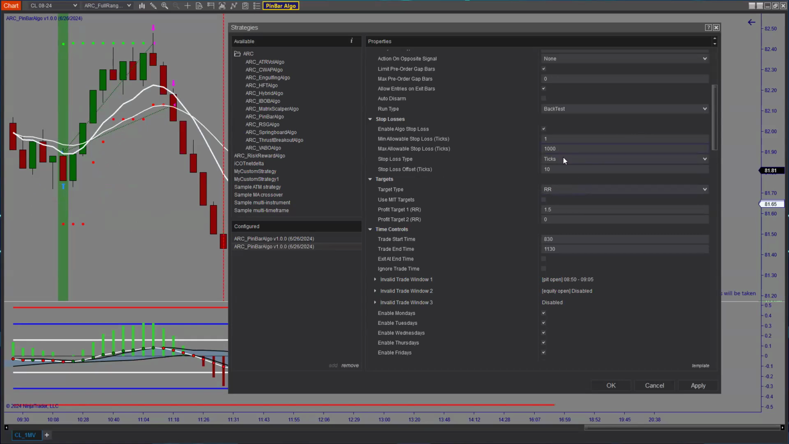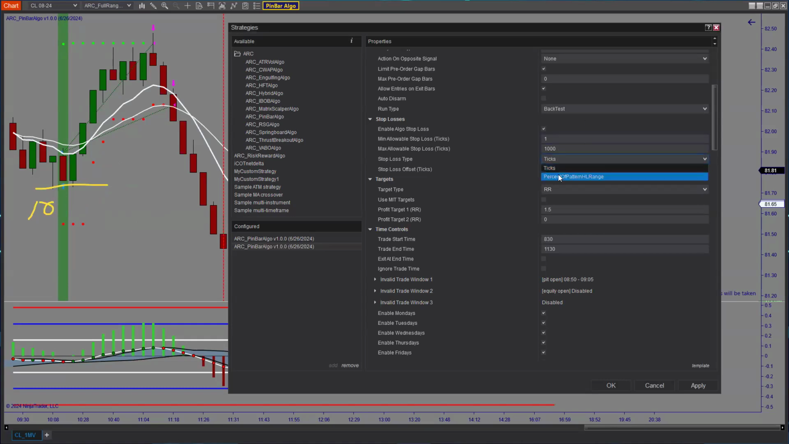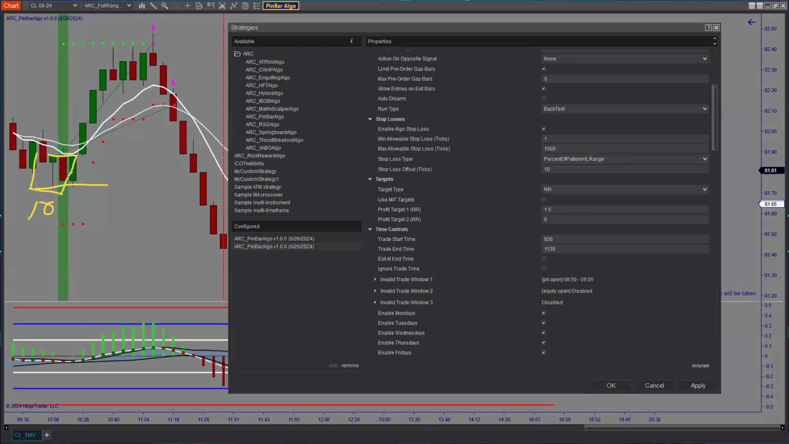Okay, so let's look at it. Ticks or percent is what I meant. If you have it as ticks, then it's just 10 ticks below the wick. It rhymes. And if you have it as percent, it's going to take the range and put that, if you have it as a positive number, again below. So if you want it to be half a bar, then that would be 50%. If you want it to be a whole bar, you would put 100%.